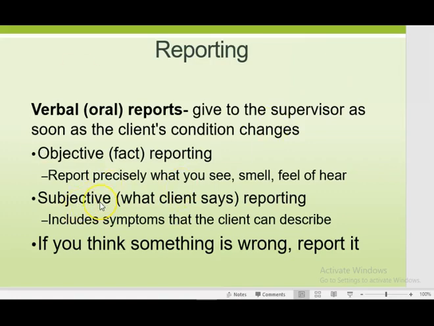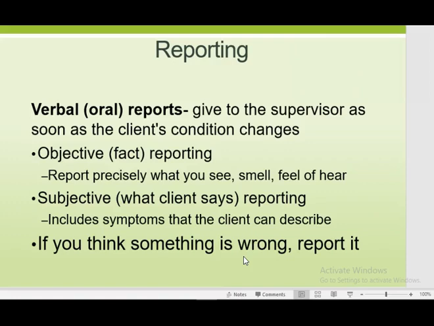The other one is subjective, and that's what the client says. Okay, so they say they have pain. We can't see the pain. We could see that maybe, but they're telling us they have pain. If they're nauseous, we don't see they're nauseous. If they finally vomit, we see that, but we don't see that they're nauseous. So it's always something they say to us.